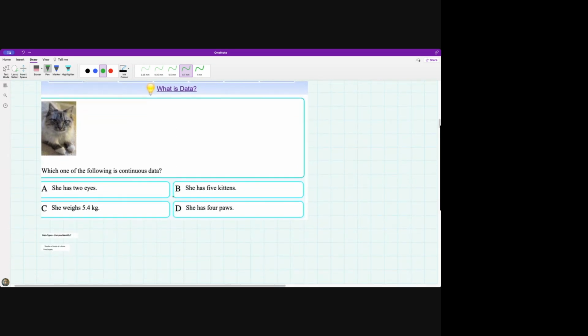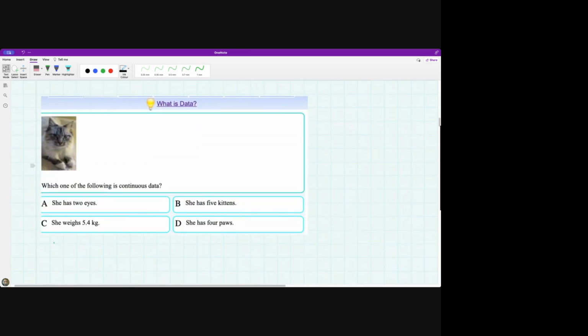Okay. Which of the following is continuous data? There is a cat who looks rather uncharmed with life. Which of the following is continuous data from this collection? Keep those answers coming, everyone. All right, you guys are clearly getting this.